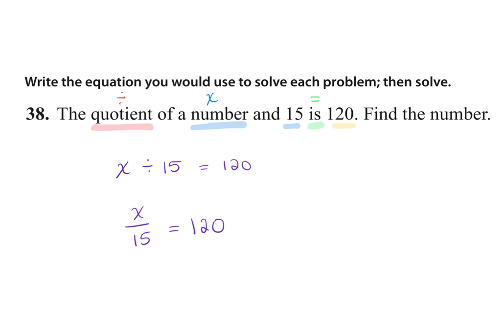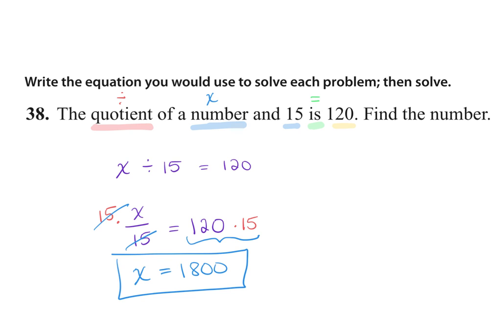Now, when you do this one, it's quotient, so we already know it's division. So what is my inverse operation here? Multiplication. So I'm going to multiply by 15 on both sides. Kind of a big number here. Cancel out here to a 1, so it's going to give me an x. What is 120 times 15? It is 1800. All right. Questions?